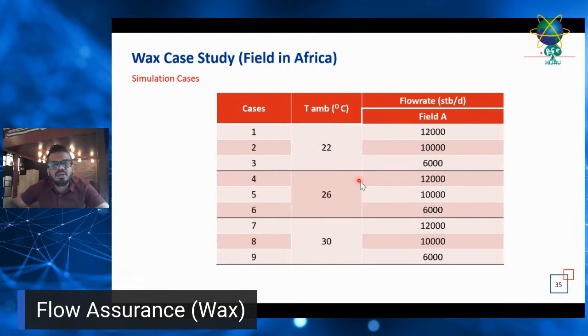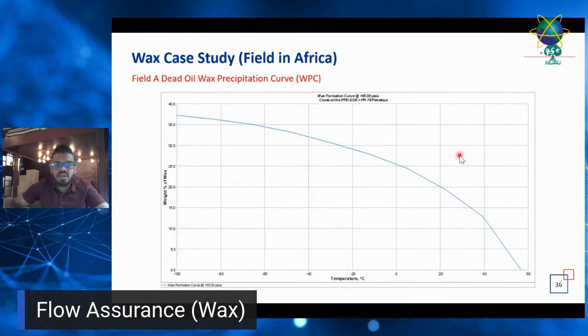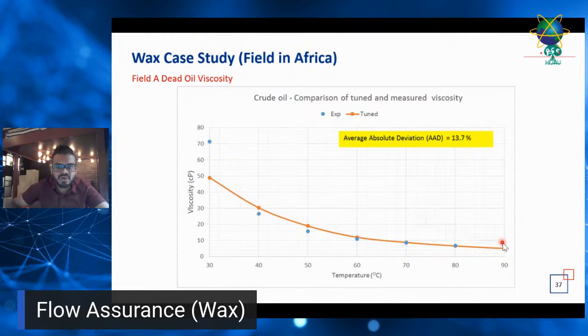So we conducted the simulation cases. Case 1 is based on an ambient temperature of 22. These are the flow rates we considered. We developed the wax precipitation curve in a PVT simulator, a thermodynamic software. This is the amount of wax versus the temperature. We need this data for the Olga simulation. We have also matched the viscosity below WAT against the experimental data for the dead oil.